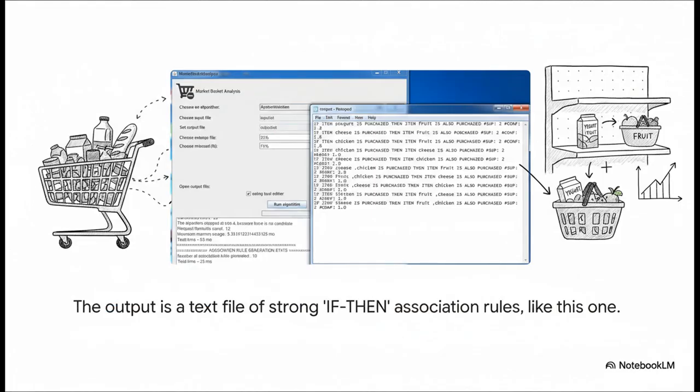And after running the algorithm, boom! This is the payoff. The software gives you a nice, clean list of those association rules. And check this one out. If yogurt is purchased, then item fruit is also purchased. See? This isn't just raw data anymore. It's a clear, actionable insight. The store can now say, hey, let's put the fruit next to the yogurt and hopefully boost sales of both. From a messy shopping list to a smart business decision.